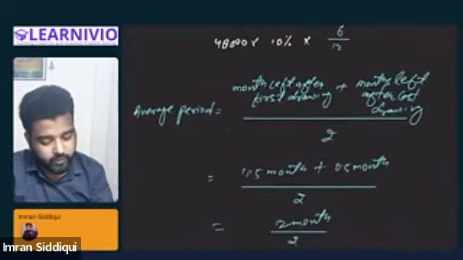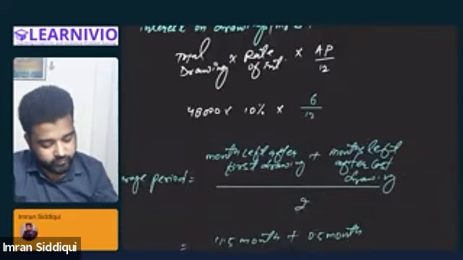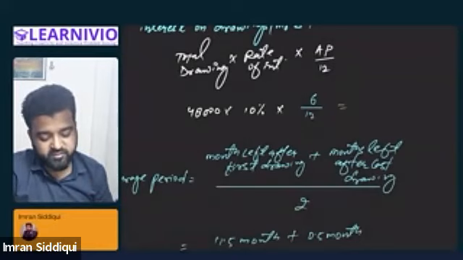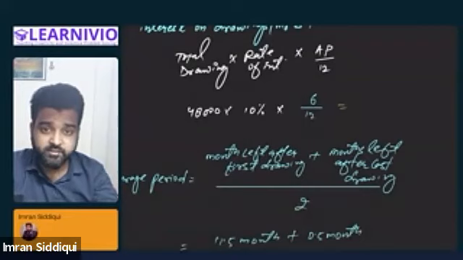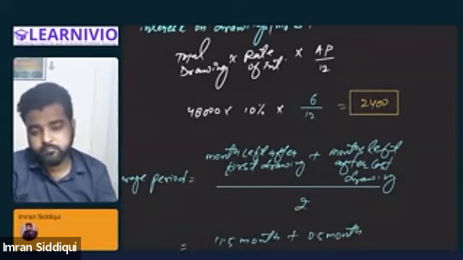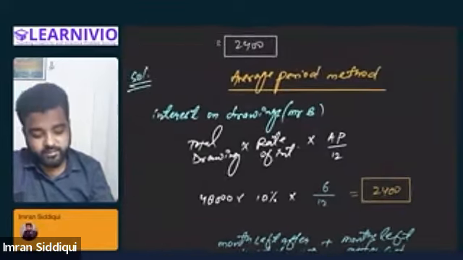Now you can figure out the value of interest on drawing. So 48,000 into 10% will be 4,800. Multiplying it by 6 divided by 12, we'll be getting 2,400 as the interest on drawing for Mr. B. Got it? Is that clear? Yes, sir.